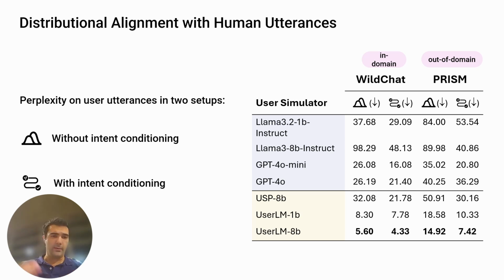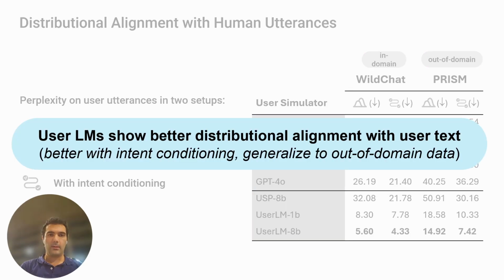We also showed that not only can we generalize to other users in WildChat, we also generalize to users that were collected in a different paper called PRISM, which was done by other researchers with a different user population, meaning that this model seems to have learned a little bit more in a general way how users speak. Okay, but perplexity only gets you so far.